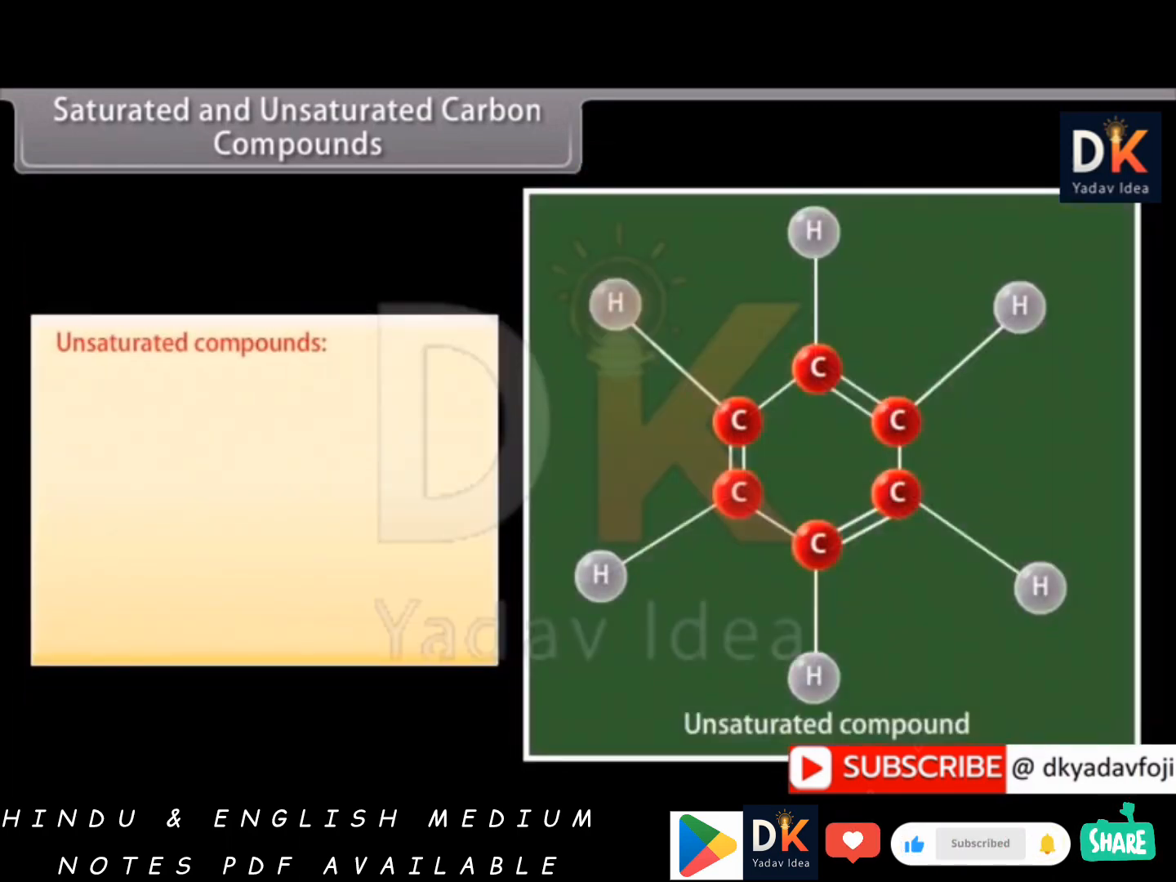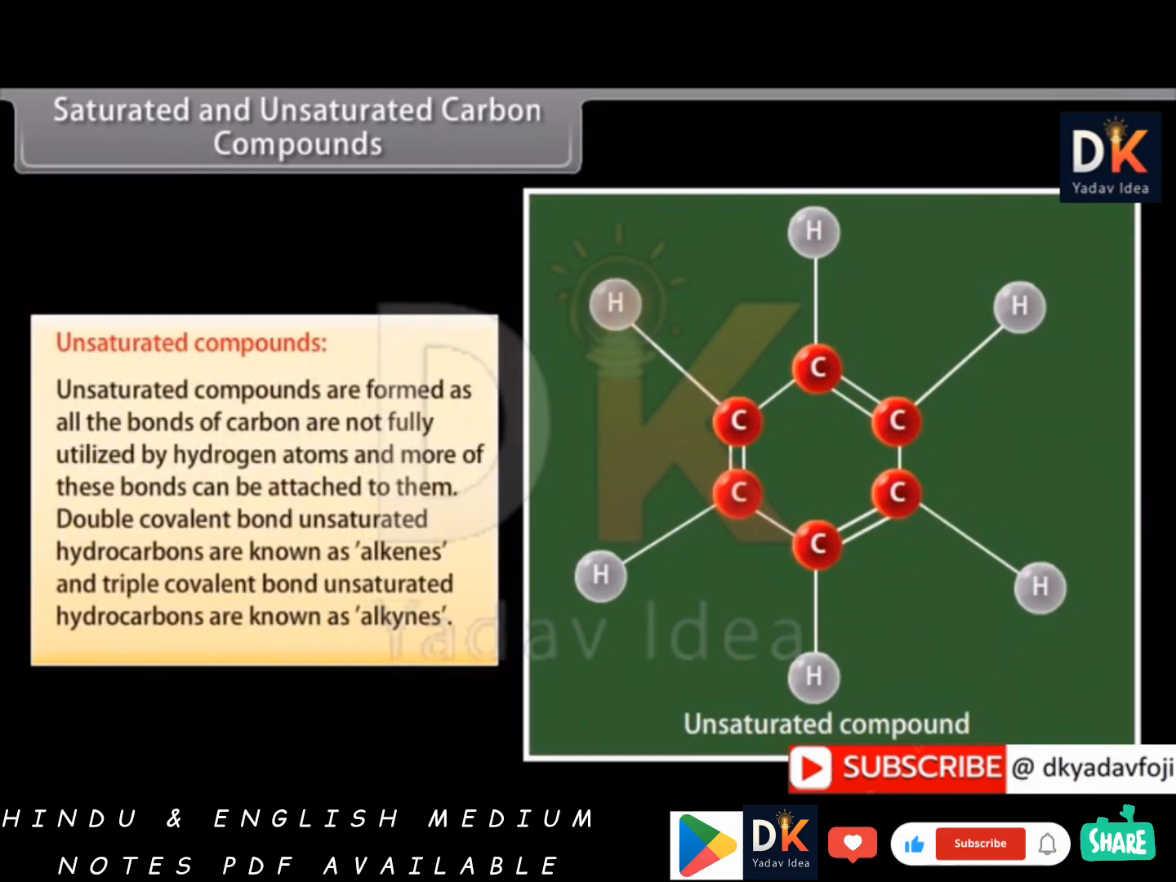Unsaturated compounds. Compounds of carbon and hydrogen that contain double or triple covalent bonds between the carbon atoms are called unsaturated hydrocarbons. These are formed as all the bonds of carbon are not fully utilized by hydrogen atoms and more of these bonds can be attached to them. Double covalent bond unsaturated hydrocarbons are known as alkenes and triple covalent bond unsaturated hydrocarbons are known as alkynes.